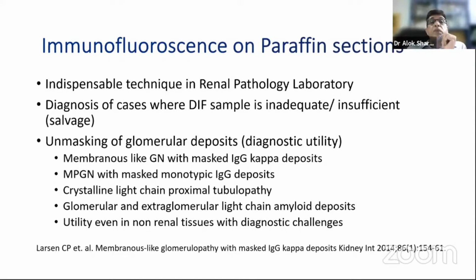And there are some cases of glomerular and extraglomerular light chain amyloid deposits, which do not show up unless and until you do a paraffin Pronase treatment on these sections. And not only renal tissue, you can actually extend the use of this technique to non-renal tissues which have monoclonal deposits. So it's a very, very versatile technique which each and every laboratory should standardize.